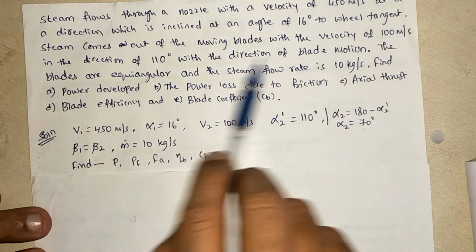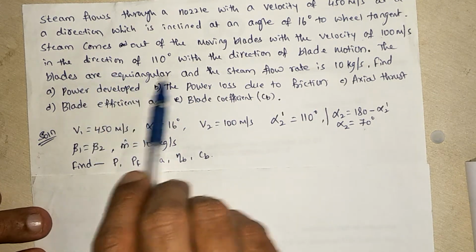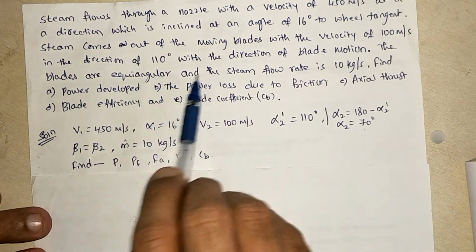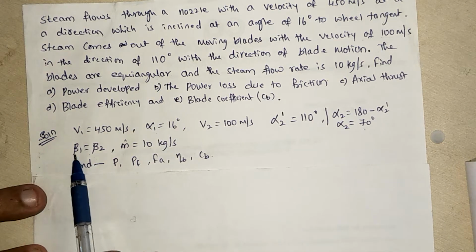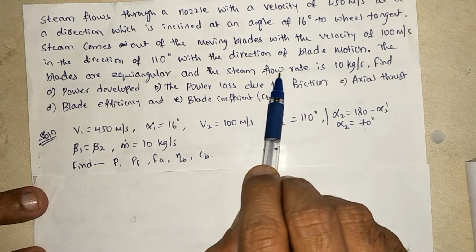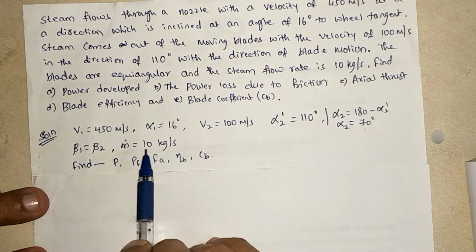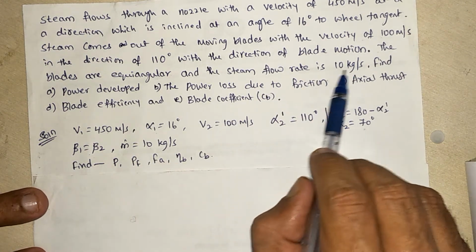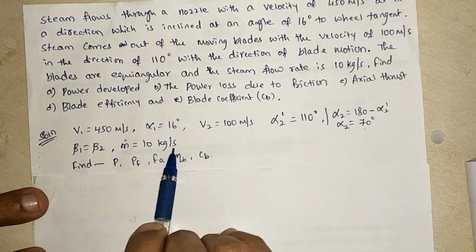Now the blades are equiangular, so that is nothing but beta 1 is equal to beta 2. So the blade angles are equiangular here, and the steam flow rate is given, that is m dot is equal to 10 kg per second. Mass flow rate of the steam is given as 10 kg per second.